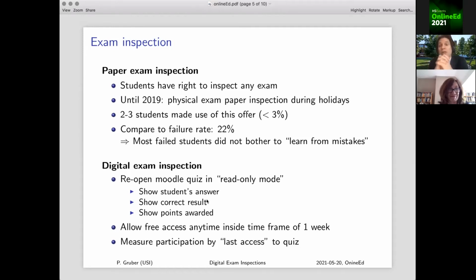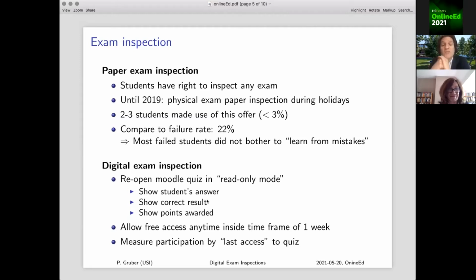And what we have been choosing to do is very simple. We show the student's answer. So if it's wrong, of course, the wrong answer. We show the correct answer, and we show the points awarded. So we also show whether we have recognized this as a correct answer or not.